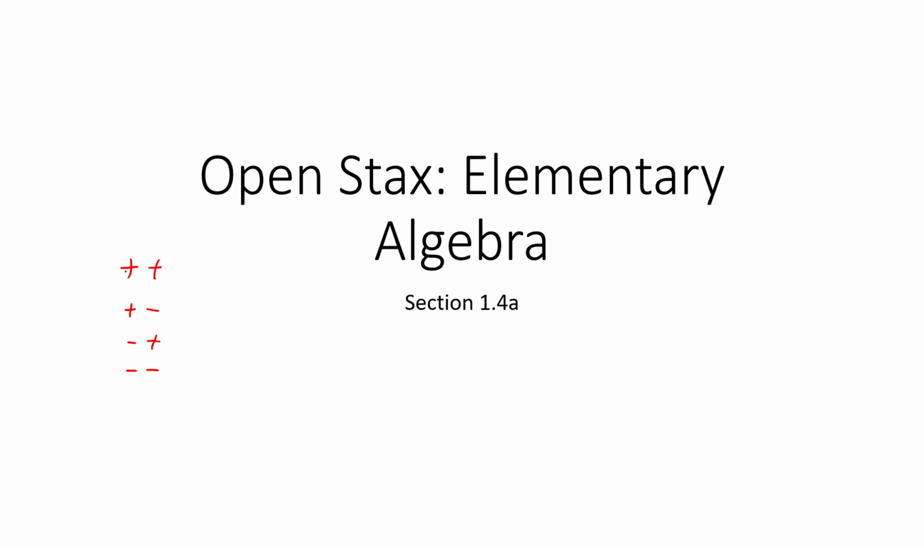If I multiply two positive numbers, I get a positive number. If I multiply a positive and a negative, I get a negative. If I multiply a negative and a positive, I get a negative. And if I multiply two negatives, it becomes a plus. So let me give you an example here, what I'm trying to say.